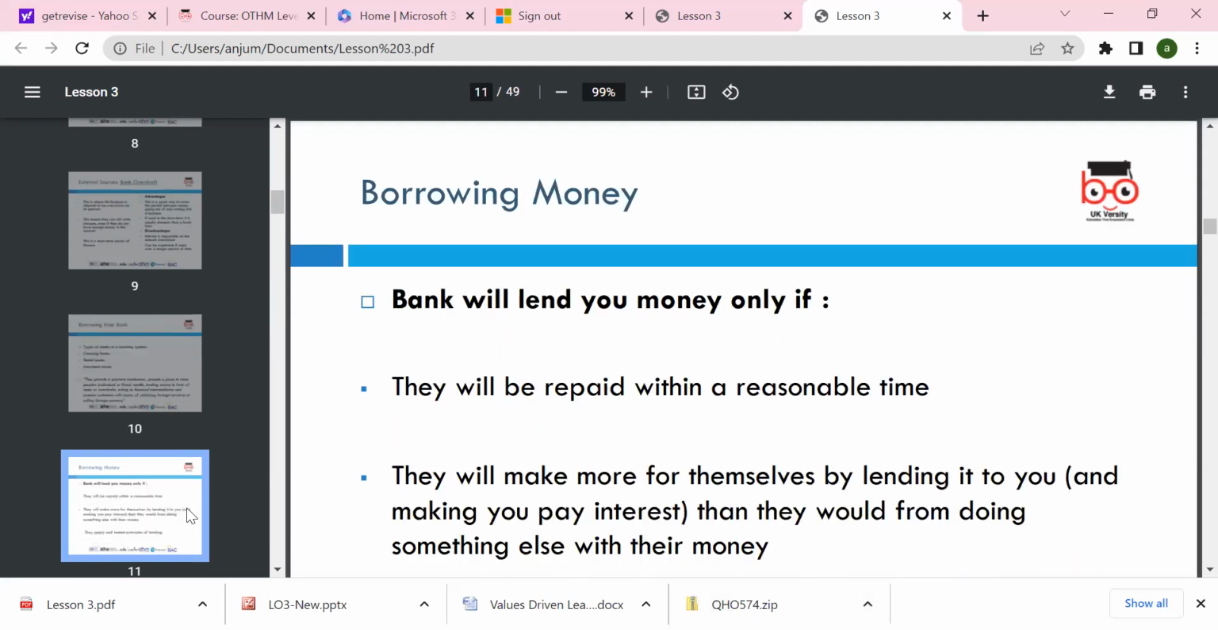Okay, the bank will lend you money only if it will be repaid within a reasonable time. They will make more by lending it to you and making you pay interest than they would from doing something else with their money.